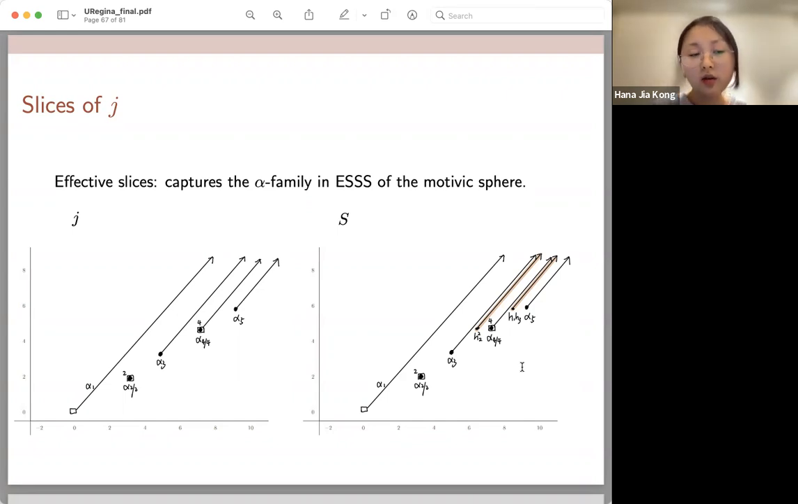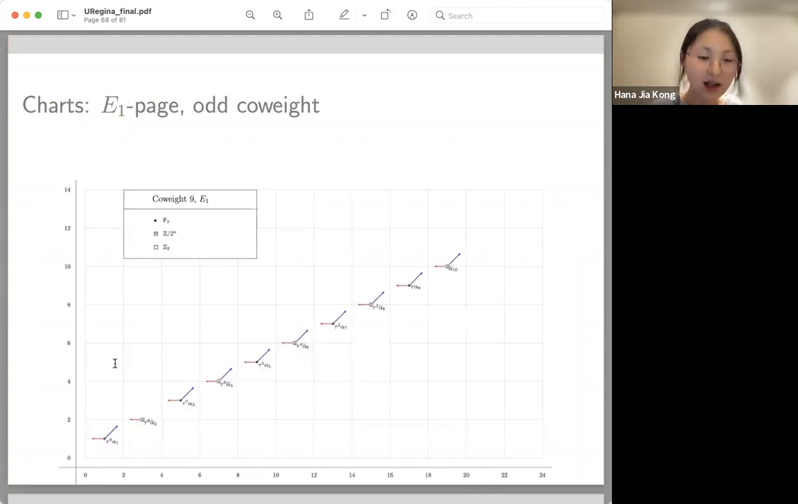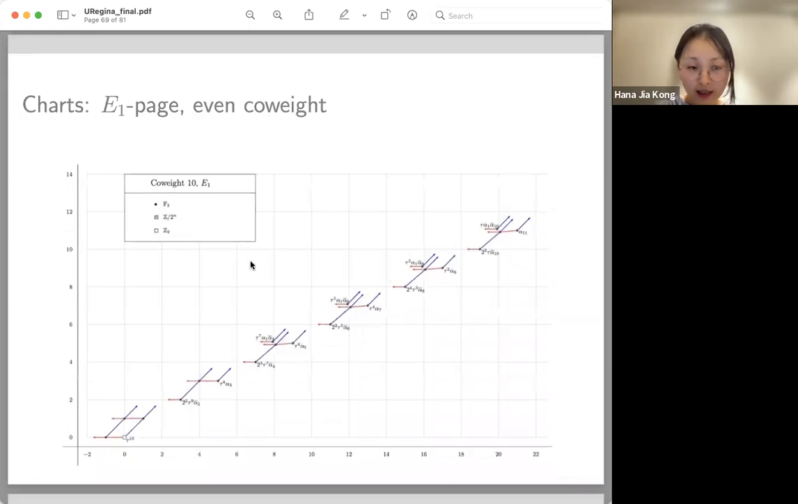And then you do the E1 page. That is, you replace every class here using the bigraded homotopy groups of the Eilenberg-MacLane spectrum and get a three-dimensional thing organized by co-weight. And the co-weight in this case also shows some two-periodic phenomenon. This is an even co-weight picture. This is co-weight, sorry, odd co-weight. This is co-weight 9, and an even co-weight looks like this. This is co-weight 10. And these patterns repeat. You have one more pattern, for example, in co-weight 12.